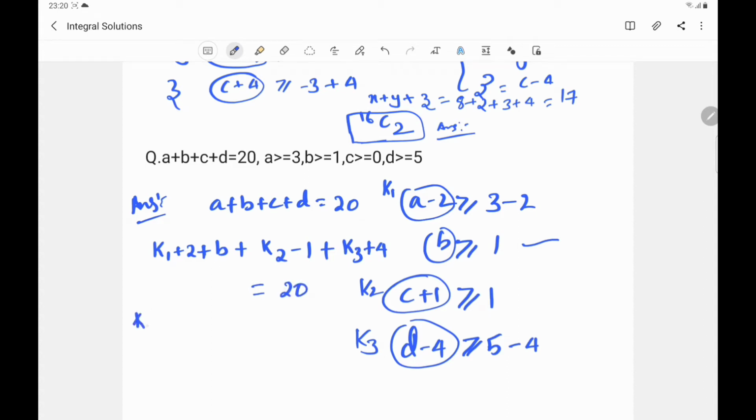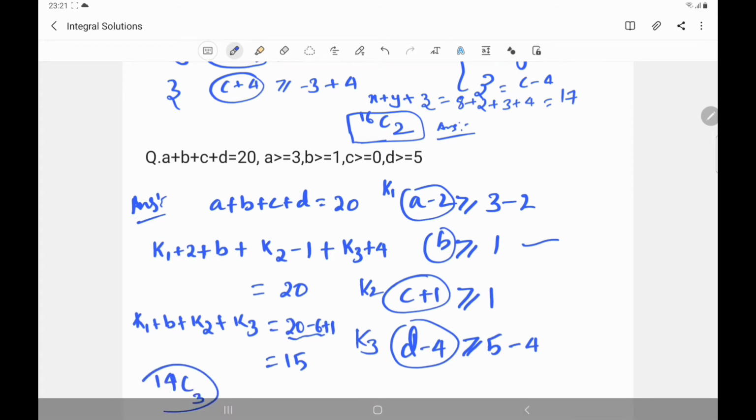So I have k1 plus b plus k2 plus k3 is equal to 20 minus 6 plus 1. So this is nothing but 14 plus 1, which is 15. So 15 balls on the table. I will have 14 gaps. I'm dealing with 4 variables. I'll select any 3. That's it.